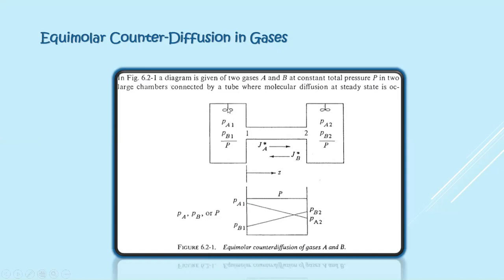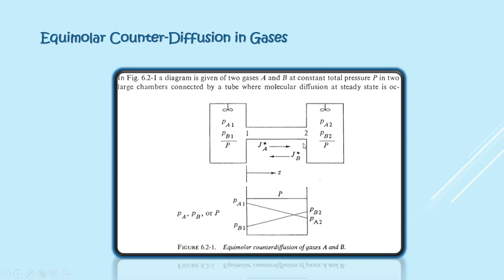Now, in here, what happens is you have diffusion of A from this particular section 1, let's say if this is section 1 to section 2, given that the concentration of A in section 1 is greater than in section 2, or since we are talking about gases, the partial pressure of A in section 1 is greater than the partial pressure of A in section 2.